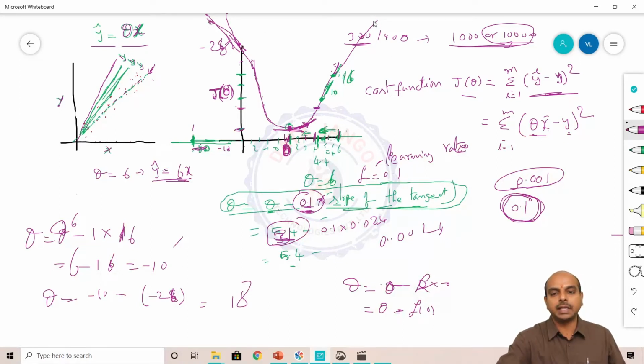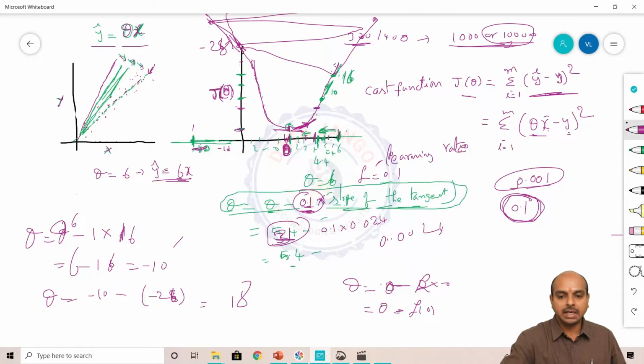Again it will go up. Again it will go up. So it will start here and go there, go there, go there. Like that, it is going to diverge. It will never reach the global minimum. So the alpha should be chosen properly. If the alpha is too big, it is going to diverge.